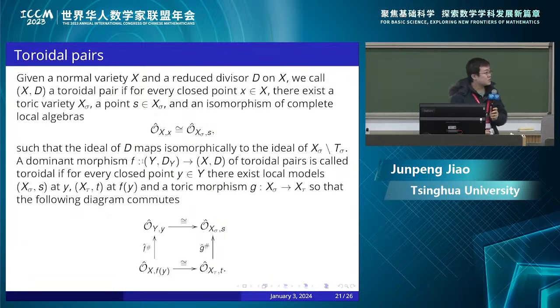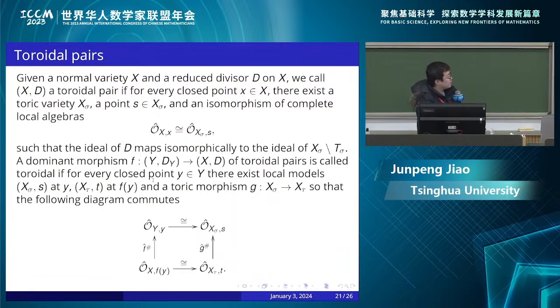To introduce semi-stable reduction, we have to define toroidal pairs first. This is a little bit long, I will make it short. Roughly speaking, a toroidal pair analytically looks like a toric pair, and the divisor analytically looks like a toric boundary.